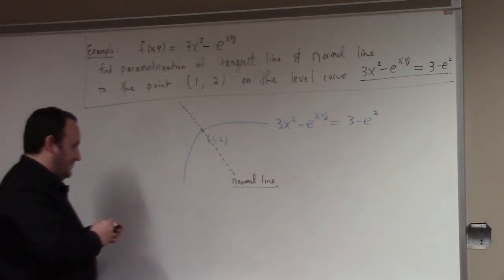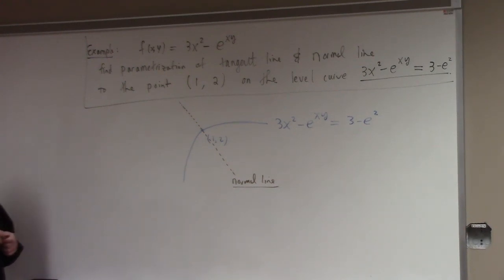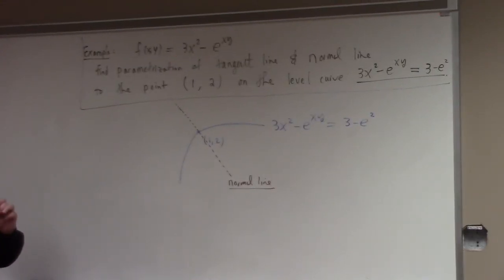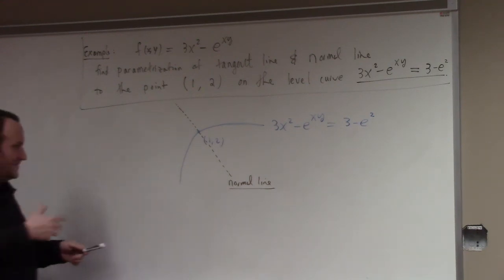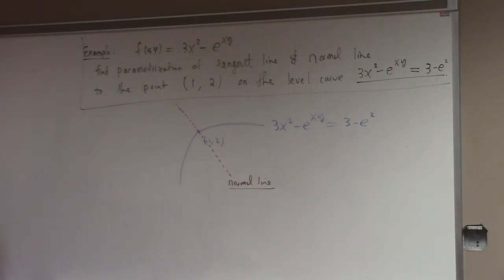And how about the tangent line? Well, the tangent line follows the tangent to the curve, right? Now, if you already have a parameterization of the curve, finding the tangent line is easy. You have a parameterized curve. How do you find the tangent line? You differentiate. You plug in the point. That's the velocity vector, which is the direction vector for your tangent line, right?